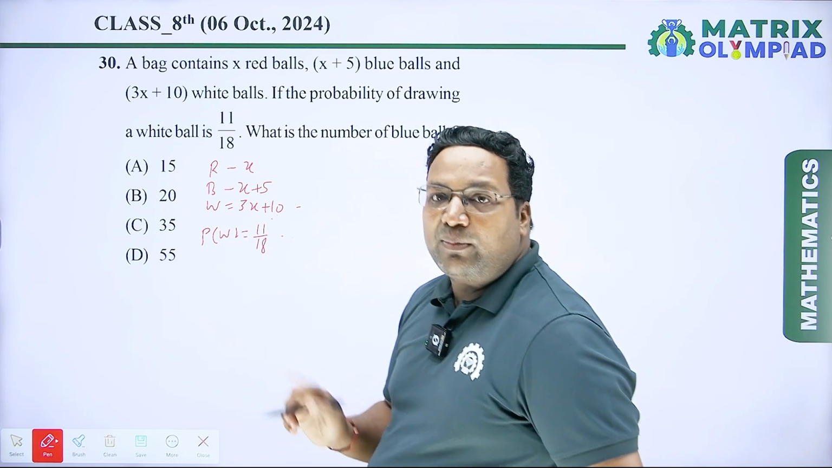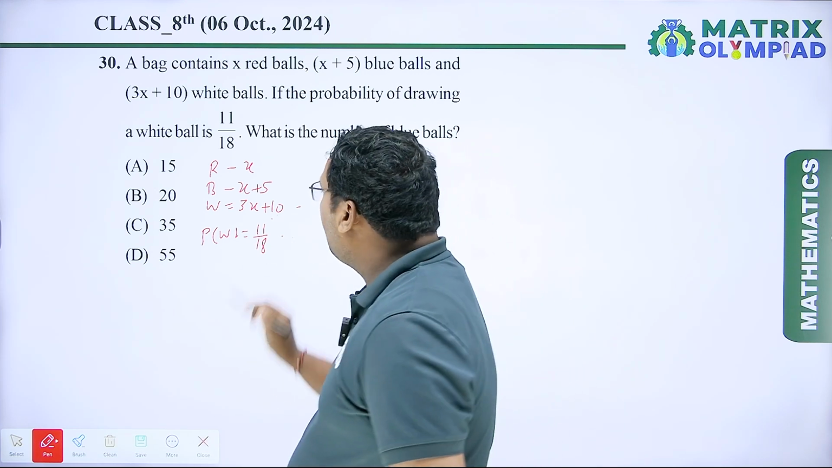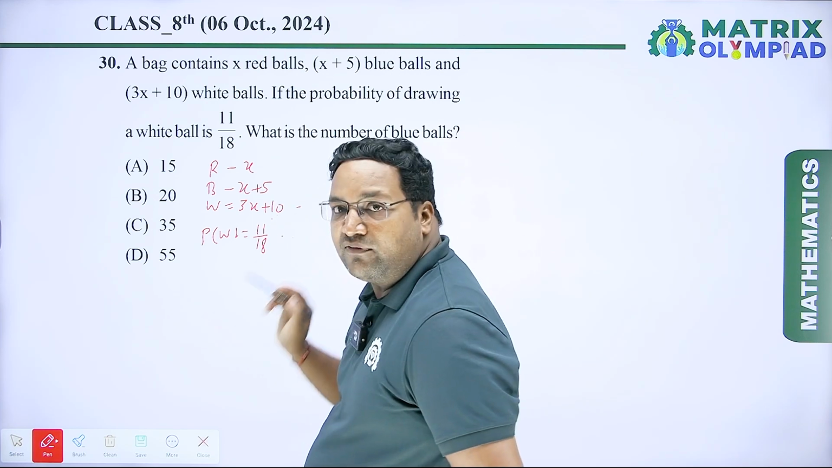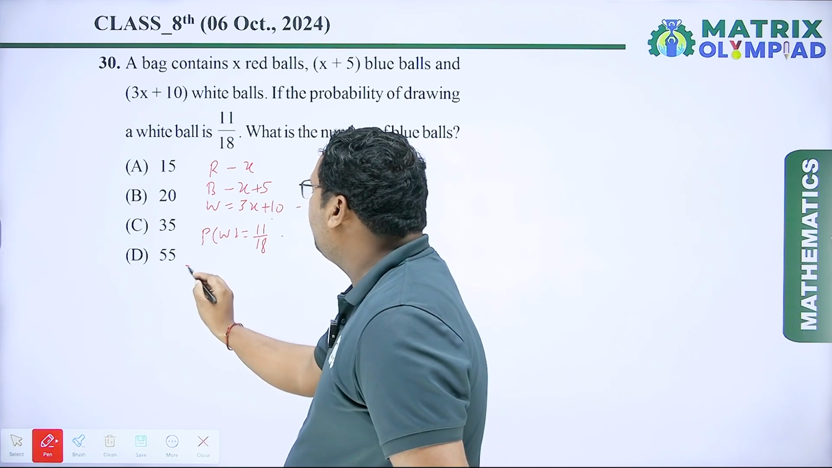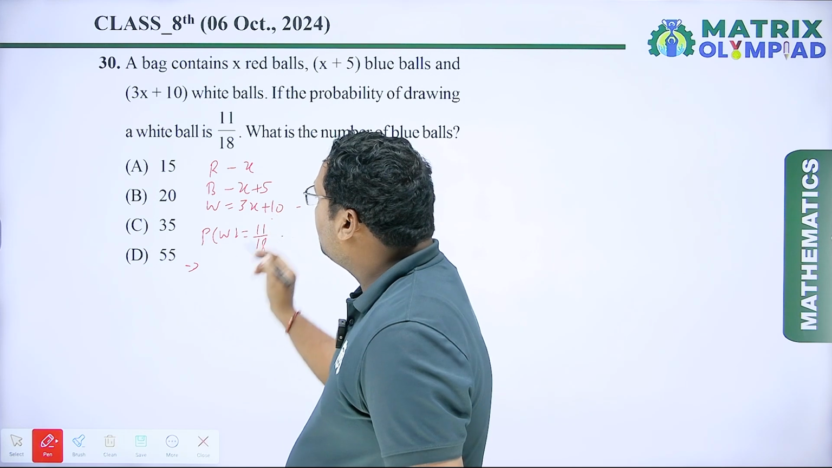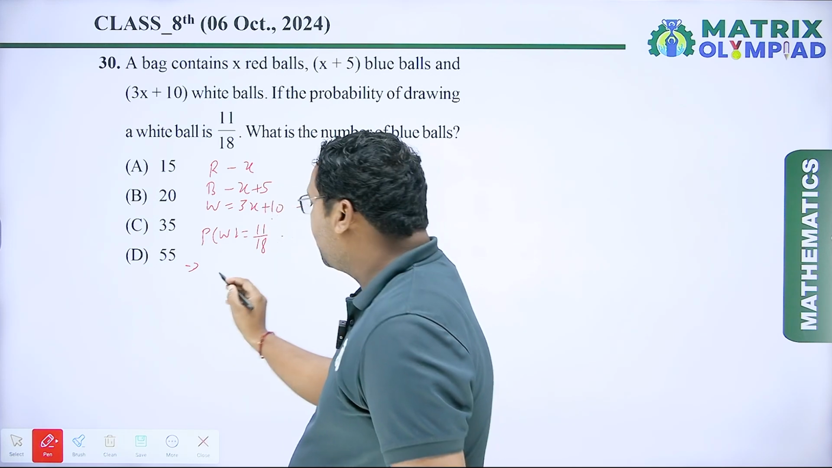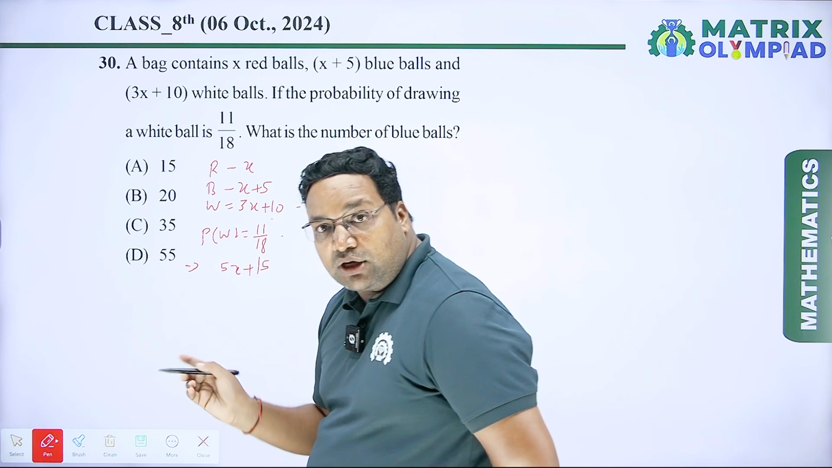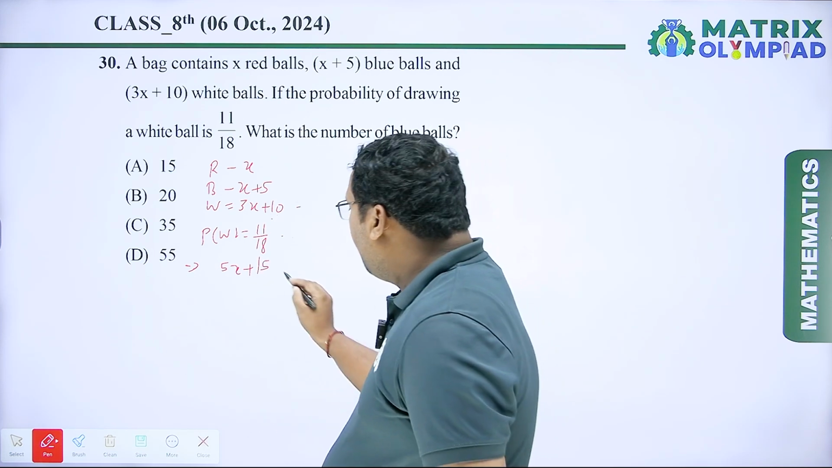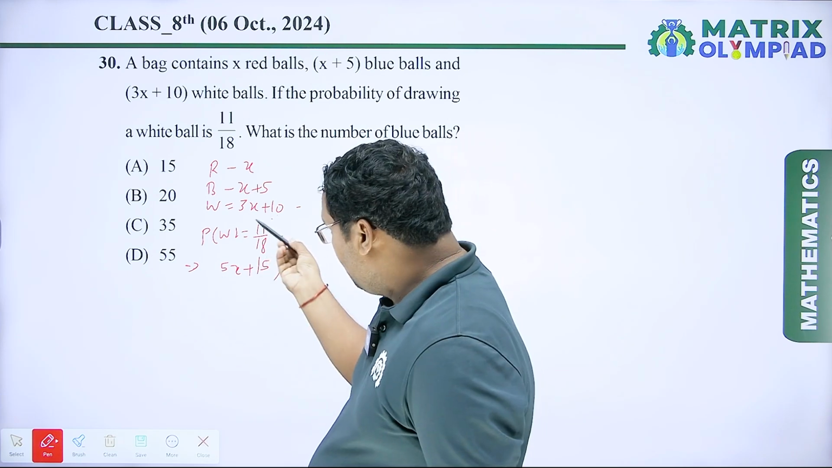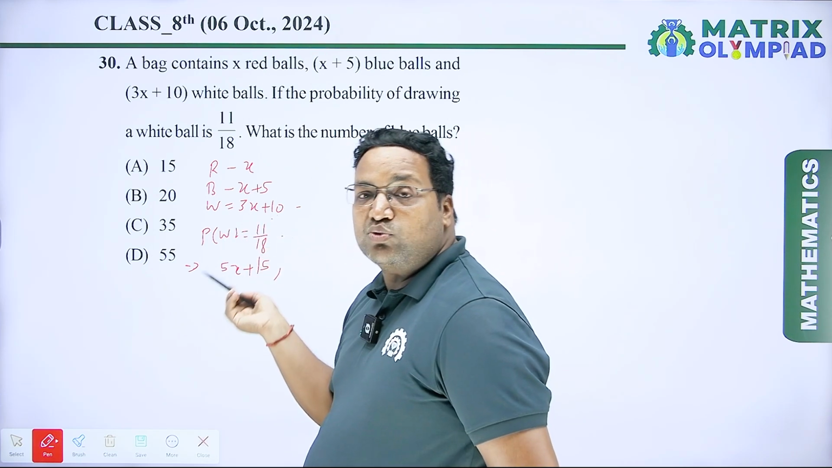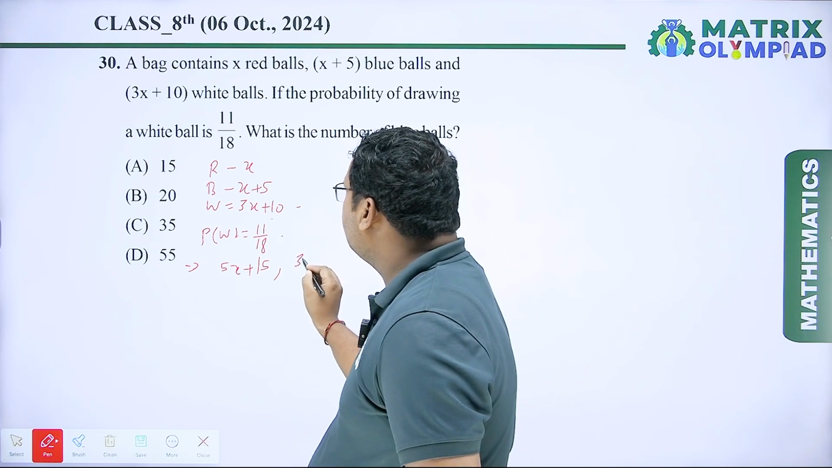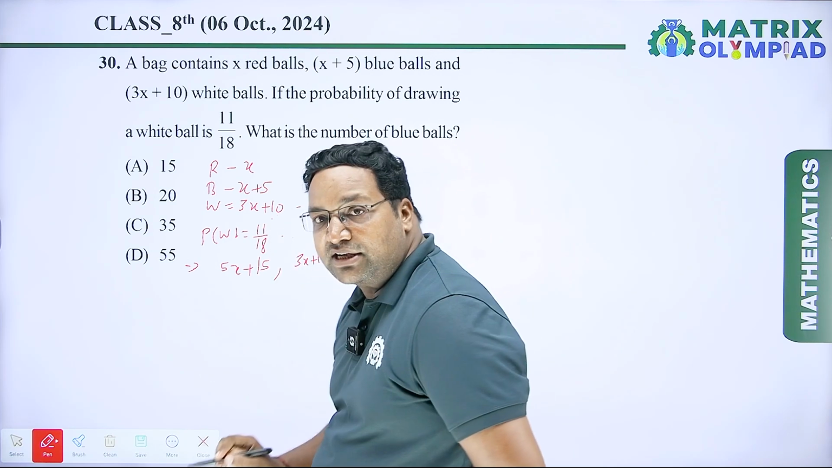So probability is favorable outcomes upon total outcomes. Here total outcomes is the number of red balls plus number of blue balls plus number of white balls. So let's add these three numbers. We will get total outcomes: x plus x is 2x, 2x plus 3x is 5x, plus 10 plus 5 is 15. So the total balls are 5x plus 15 and the favorable outcomes are white balls. So the favorable outcome is 3x plus 10.